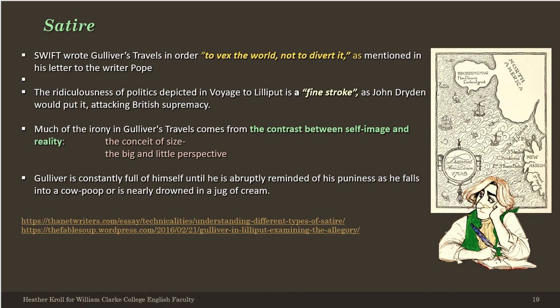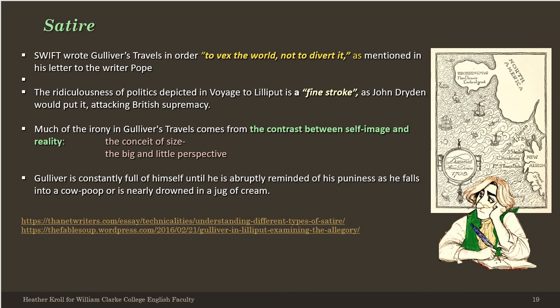And that's actually the title of one of the articles that we have linked on our unit page. The ridiculousness of politics depicted in the village of Lilliput is a fine stroke, and as John Dryden will put it, attacking British supremacy. Much of the irony in Gulliver's Travels comes from the contrast between self-image and reality. So that's the reversals that I mentioned before. The conceit of size is one such reversal, and we see that also in Alice in Wonderland. So the big and the little perspective.